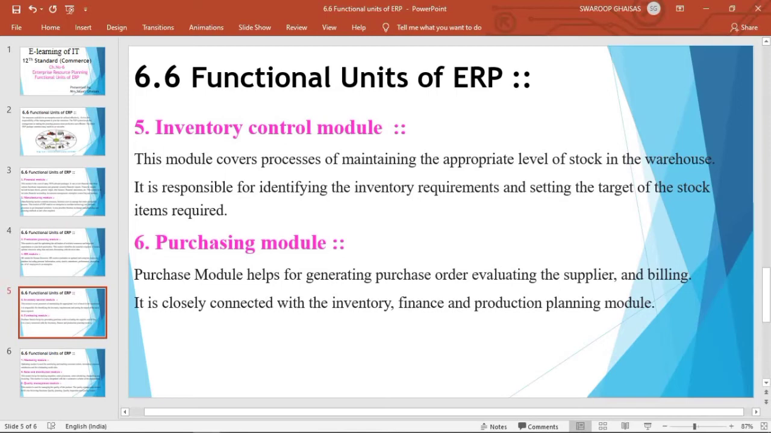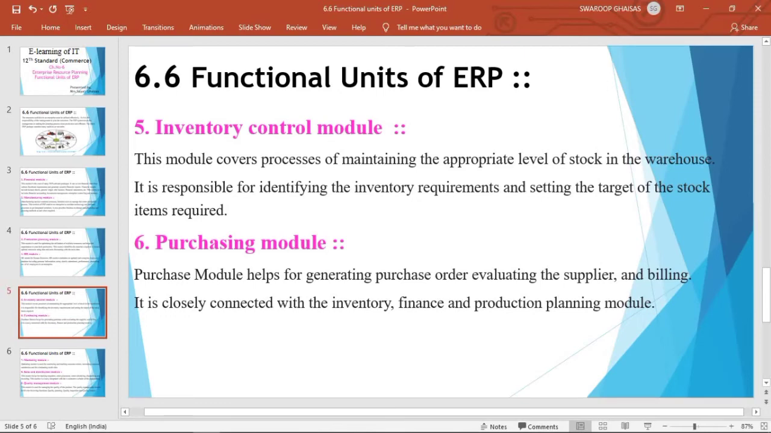So it is responsible for identifying inventory requirements and setting the target of stock items required. So suppose if you want a certain product quantity, that is suppose 2000 products should be there in a stock always, then this module will help you to identify whether the stock level has become below 2000 or not. If it is below 2000 products, then they can plan for different items, that is products, to be produced. So this module covers the process of maintaining appropriate level of stock.